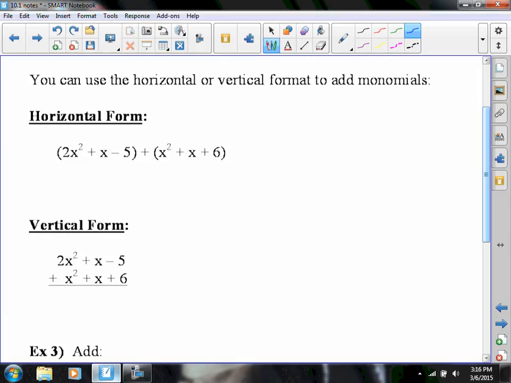Now, if you're using the horizontal form, you want to find your like terms. So I have a 2x squared, and then I also have an x squared over here. And I have an x, and I also have an x here. And then I have my -5, and I have a +6. So those are going to be my terms I'm going to combine together here. So the 2x squared and the 1x squared would be 3x squared. The x and the x would be 2x, and the -5 plus the 6 would be 1.